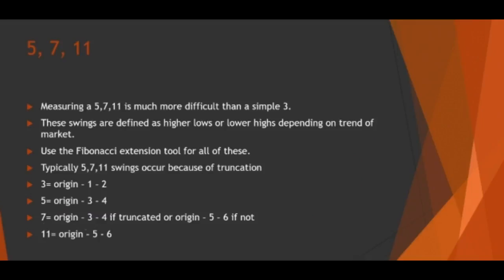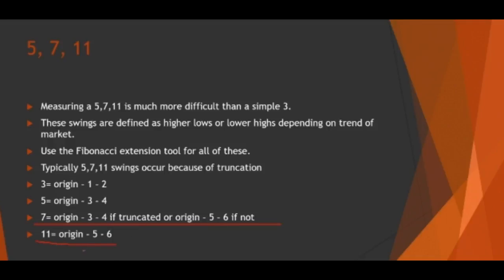On a 7, this is the difficult one that we'll talk about. What we need to know on a 7, and why you needed to know truncation, is when we work on a 7 swing market, if it's truncated at the beginning, meaning it's truncated easily at the beginning, 3 or 5, that's when you're going to have to use it from origin to 3 to 4. If truncated. If it's not truncated, you use 5 to 6. And I have a visual example in a minute. But write this down, make sure you know that.